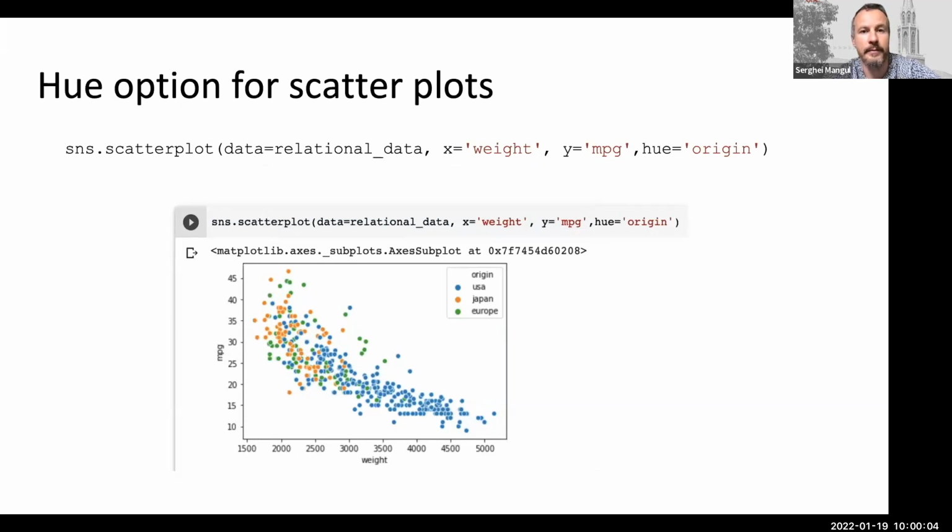Okay, so can we bring a little bit more information to the scatter plot? Again, hue option. We would like to split by origin. Yeah, and then we have 3 categories: US, Japan, and Europe.